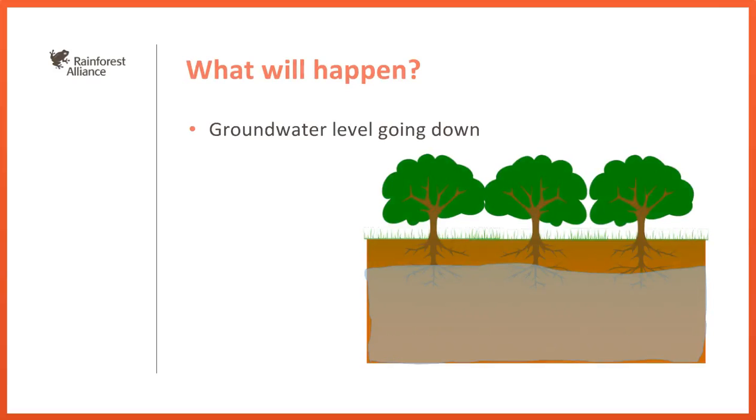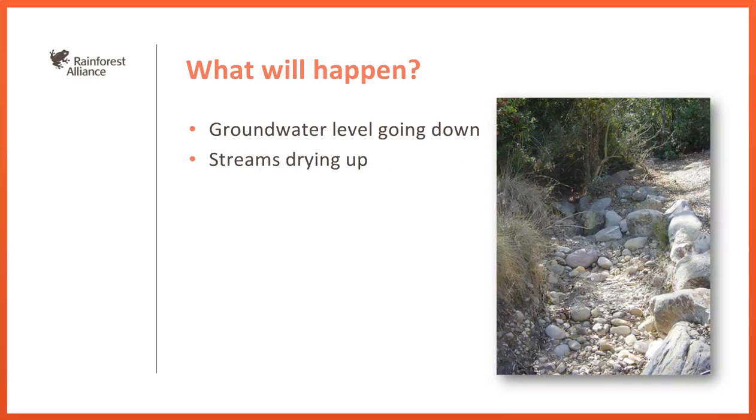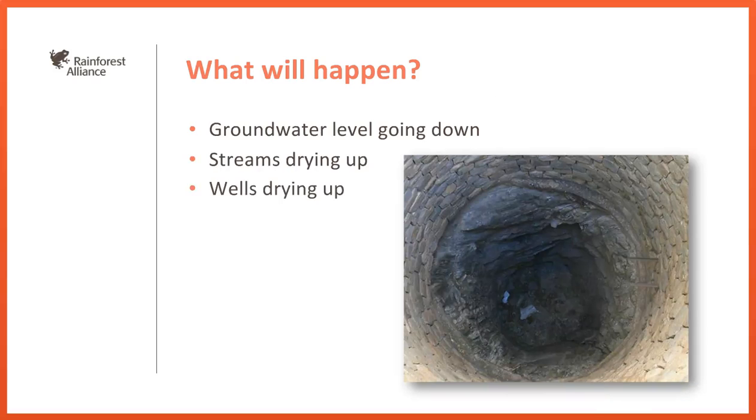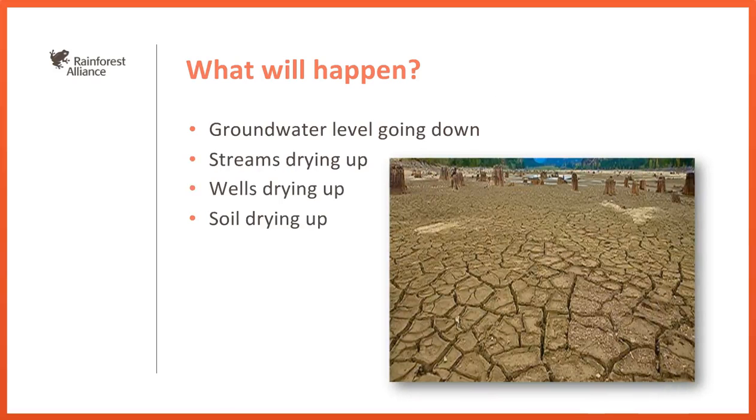What are the consequences of wasting water? The groundwater level will gradually go down, and less water will be available for crops and for people. Streams may start to dry up, wells may dry up, and eventually the soil becomes drier and drier.